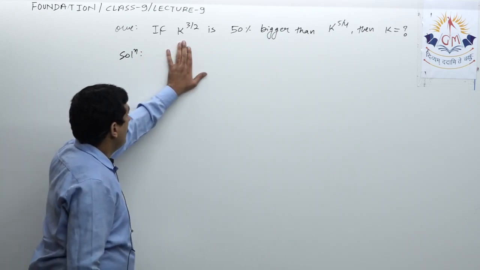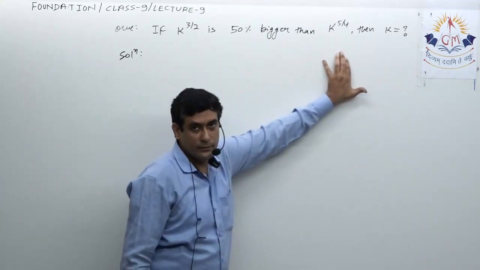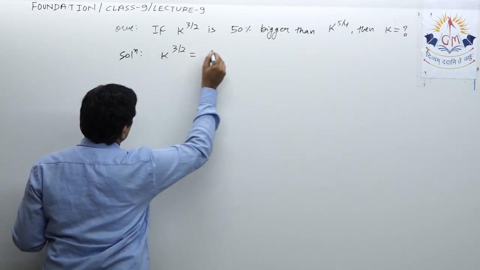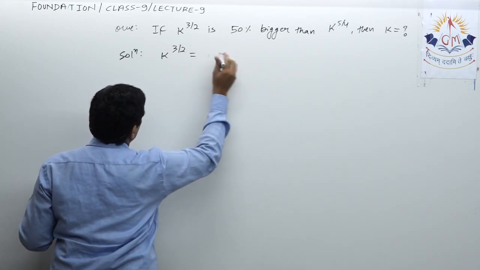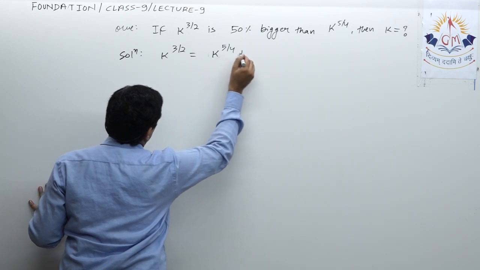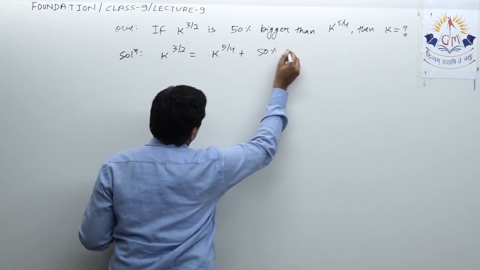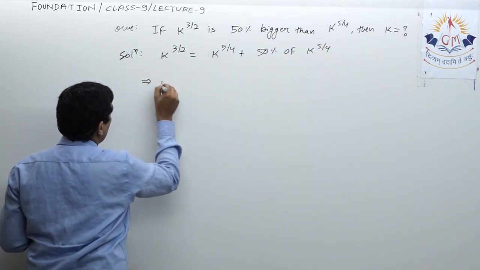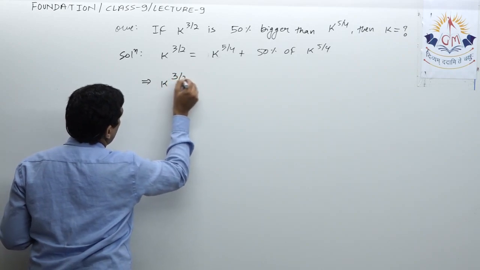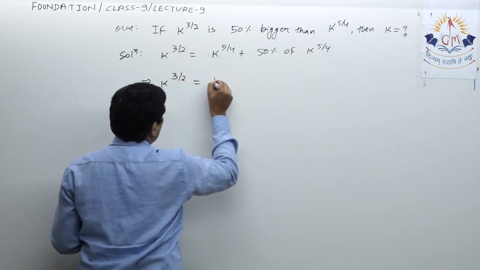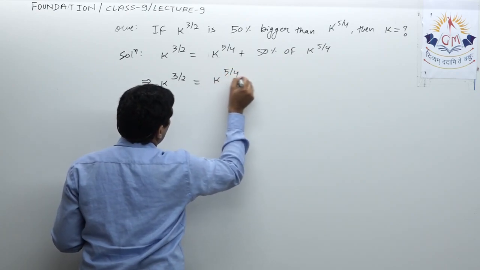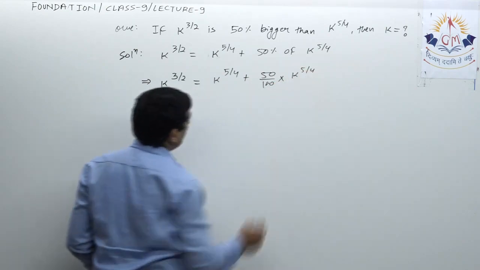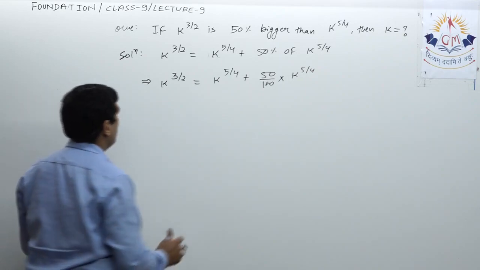It is given that k raised to 3 by 2 is 50% bigger than this. So I can say k raised to 3 by 2 is k raised to 5 by 4 plus 50% of k raised to 5 by 4. Therefore k raised to 3 by 2 is equal to k raised to 5 by 4 plus 50 upon 100 into k raised to 5 by 4. Okay, it is 50% greater.